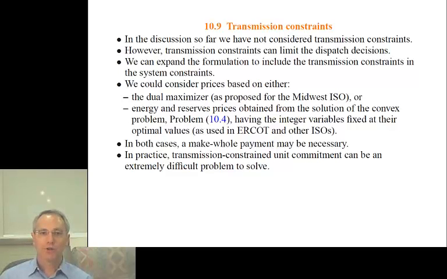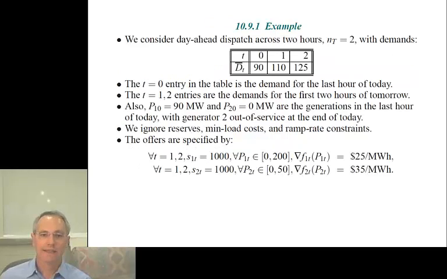So far in our discussion of unit commitment, we haven't discussed transmission constraints. However, transmission constraints can limit the dispatch decisions. So we can expand the formulation to include the transmission constraints in the system constraints. We could then consider prices based on the dual maximizer as proposed in Midwest ISO, or energy and reserve prices obtained from the solution of problem 10.4, having the variables fixed at their optimal value, or any of the other variations. In both cases, a make-whole payment may be necessary. And in practice, let me observe that transmission-constrained unit commitment can be an extremely difficult problem to solve. Let's see that with an example.